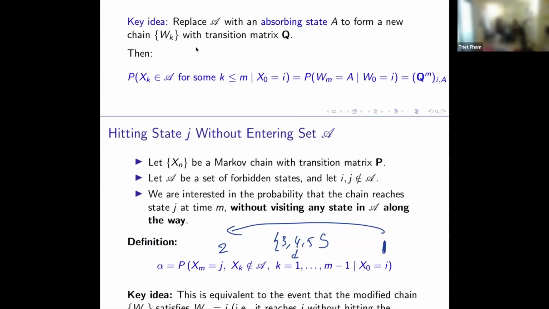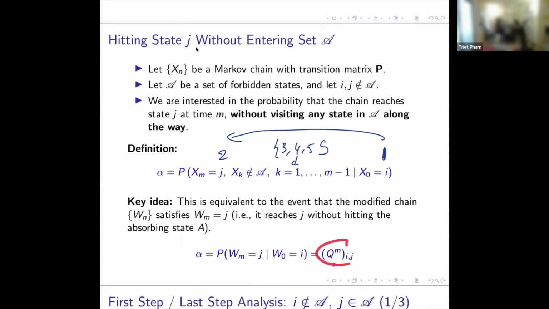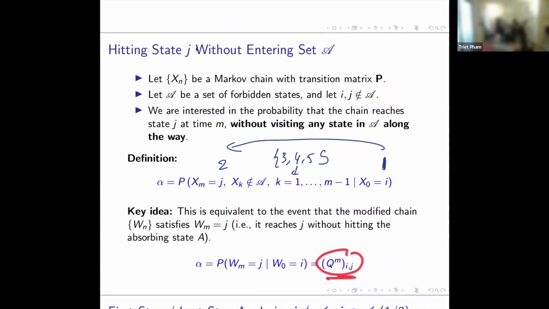We basically were asked, how do we move from 1 to 2, always cycling between 1 and 2 throughout the path? Of course, you can also move from 1 to 1. That's okay, because 1 to 1 also is outside the absorbing class 3, 4, and 5. Again, the answer is simple. It's just Q to the m, i j. Okay, any question on this one?